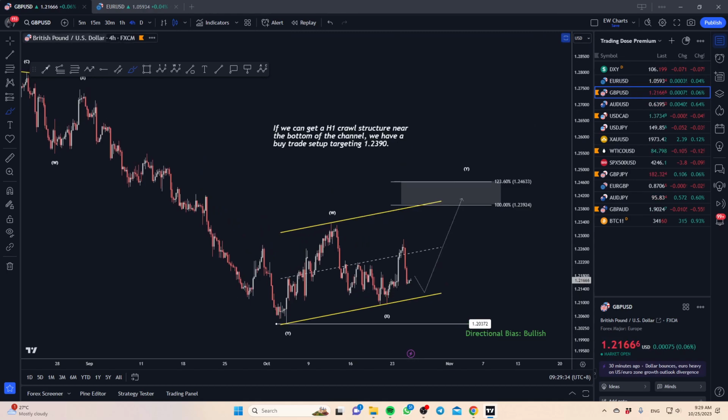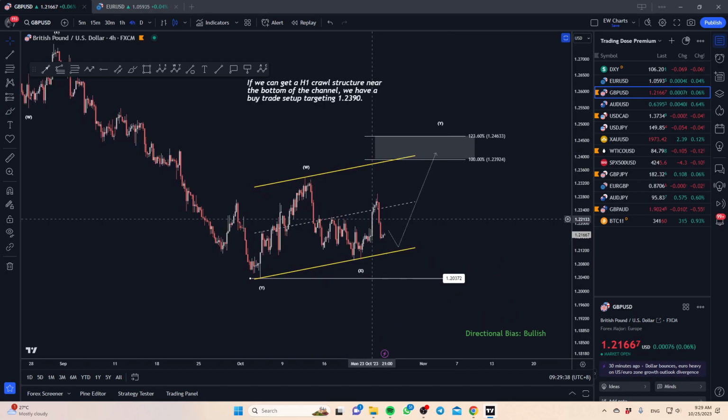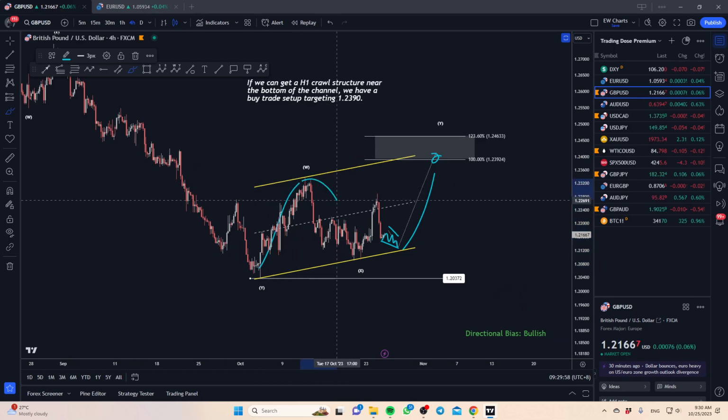The pound over here is where I'm looking out for the opportunity to buy, right? So this is actually more of a direct inverse perspective of the dollar, right? The dollar we're looking at sell. So GBP USD over here, if we can get again a H1 crawl, okay, that will give me a buy trade setup targeting up here around 1.2390, right? So that would then complete a very nice little three-wave move. So GBP USD, I think that's where you want to keep a close watch.